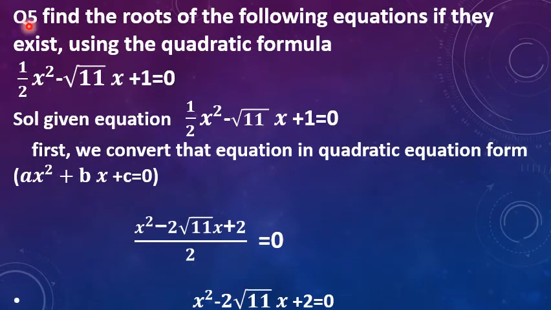So let us come to question number 5. Find the roots of the following equations, if they exist, using the quadratic formula. Our given quadratic equation is 1 by 2 x square minus under root 11 x plus 1 equals 0.